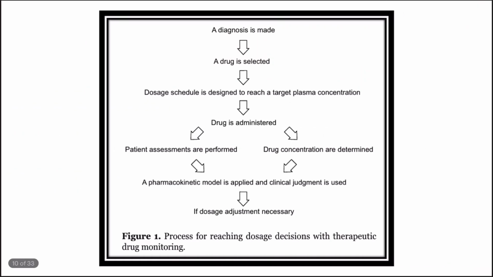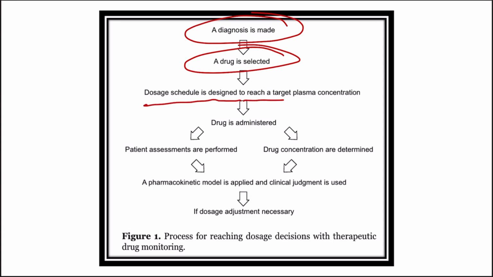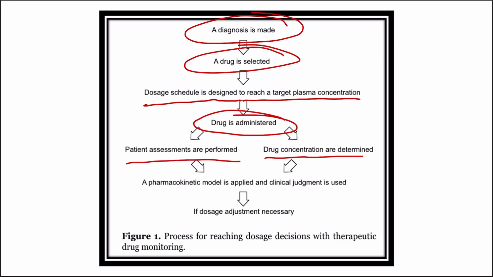Now this is a flow chart in which we are actually reaching on making a particular dosage regimen with the help of therapeutic drug monitoring. First of all, we make the diagnosis of the disease, then a drug is selected which is going to be given to the patient, then the dosing schedule is designed to reach a target plasma concentration, and then we give the particular drug, that is in that particular dose, and then patient assessments are performed and drug concentrations are determined.